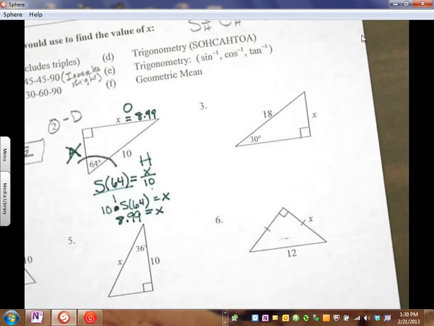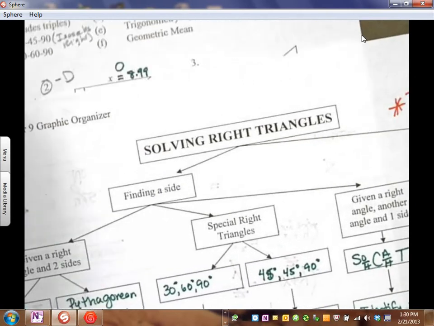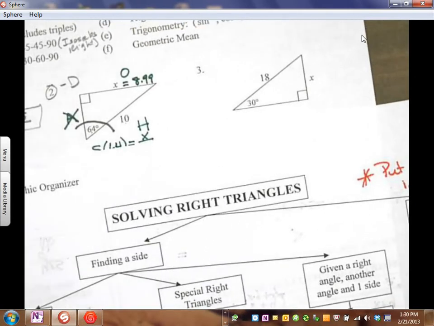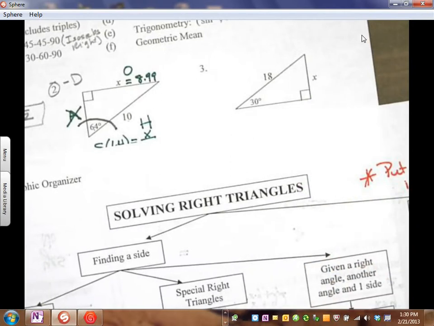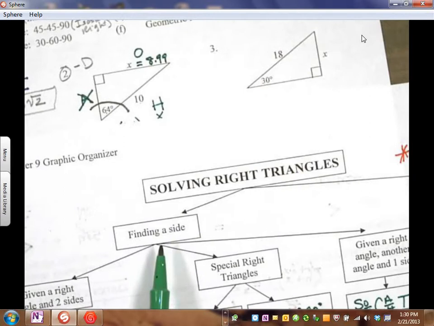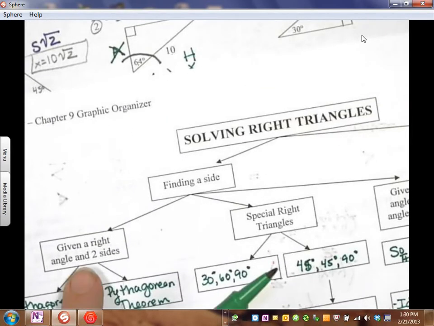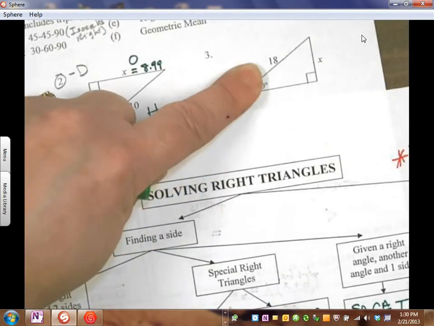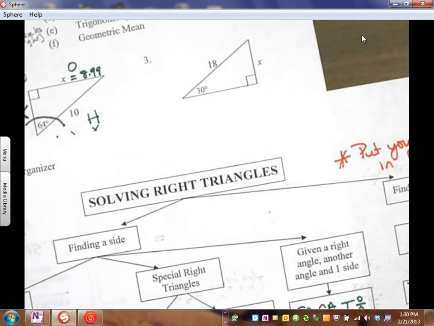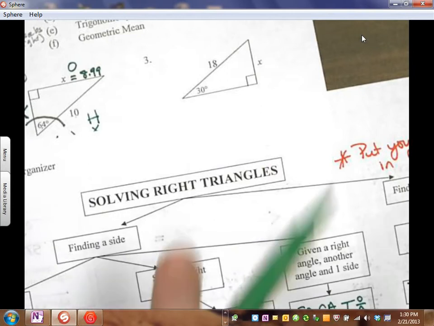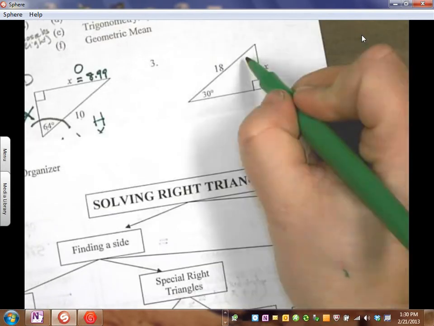Here we go again. You might want to look back over here. Remember this sheet? What are we trying to find in that problem? We're given a side and an angle, and we want to know a side. So let's go over here, and it wants me to find a side. My variable is on a side. So am I given a right angle and two sides? No. In this problem, what am I given? An angle and a side. So is it a special triangle? Is it a 30, 60, 90? It is. There's a 30 right there. So 30, 60, 90.